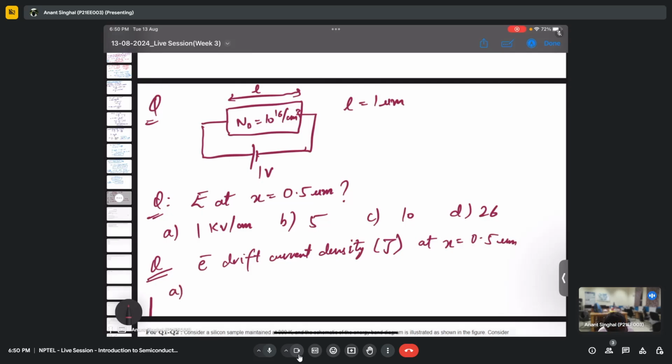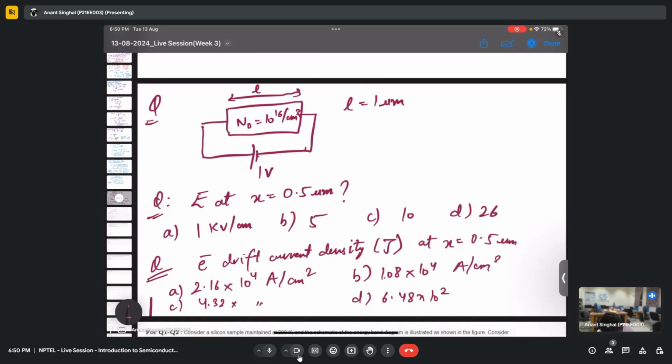You can quickly solve the first part till then, which is very easy. So this is 10 raised power 4. All of them have unit ampere per centimeter square. The second is 1.08 times 10 raised power 4. The third is 4.32, and the fourth is 6.48 into 10 raised power 2. All of them have unit ampere per centimeter square. So this is 10 raised power 3.